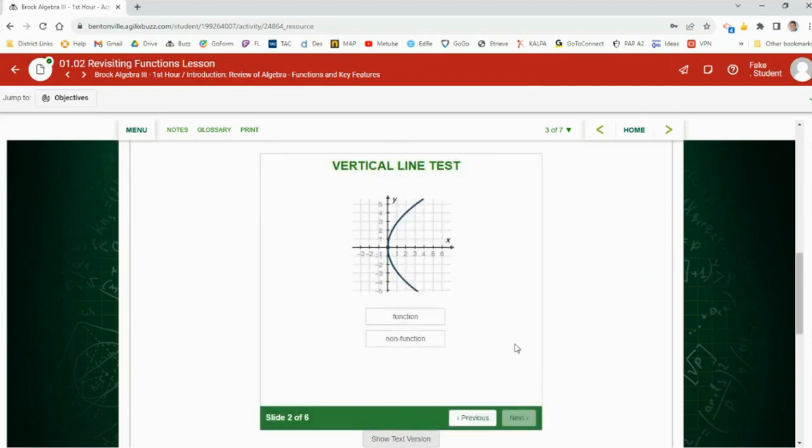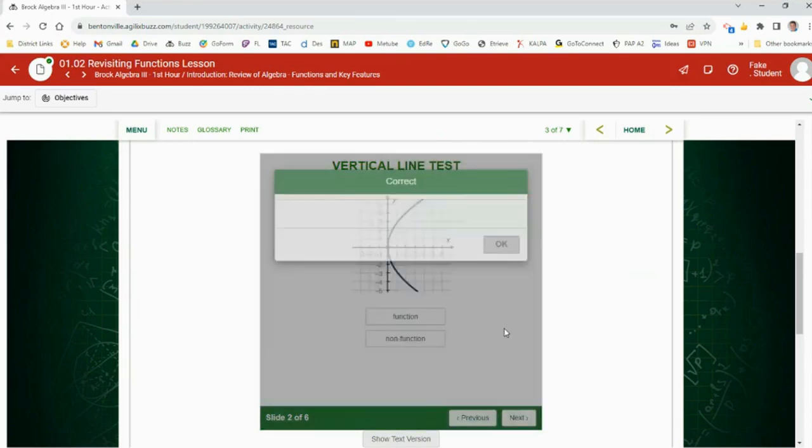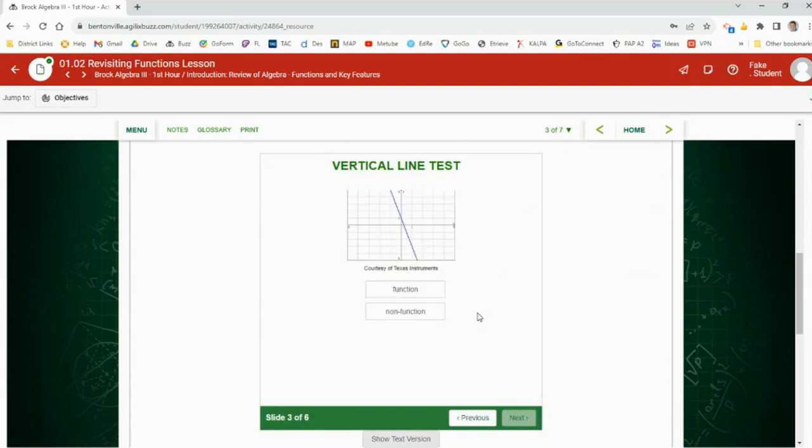How about this? Is this a function? It is important, especially in this class, that you always look at this. Michaela says no. Anyone else think it's a function? We draw a vertical line, let's say where x equals 2. It's going to touch the graph up at 4 and touch the graph at -4. There are 2 different points. Non-function. That's correct.